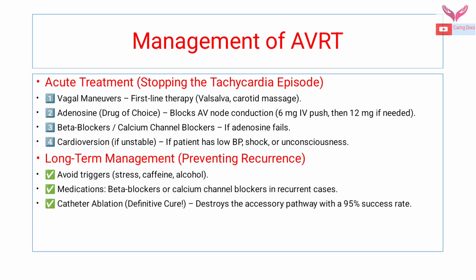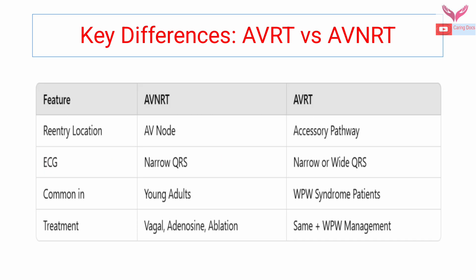and electrophysiological studies can be done to confirm the presence of accessory pathway. The management of the AVRT is similar to that of AVNRT. We do vagal maneuver. Adenosine is the drug of choice. We can give beta blocker or calcium channel blocker if adenosine fails, and in unstable patient we can do cardioversion if the patient has unrecordable BP, shock, or is unconscious. Long-term management is prevention of the recurrence by avoiding the triggers. Beta blockers and calcium channel blockers are used in recurrent cases, and the definitive cure is catheter ablation, which destroys the accessory pathway with 95% success rate.